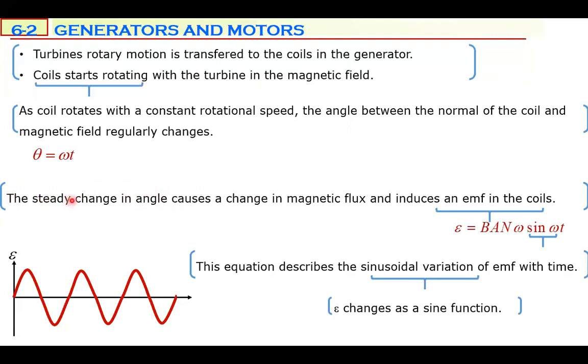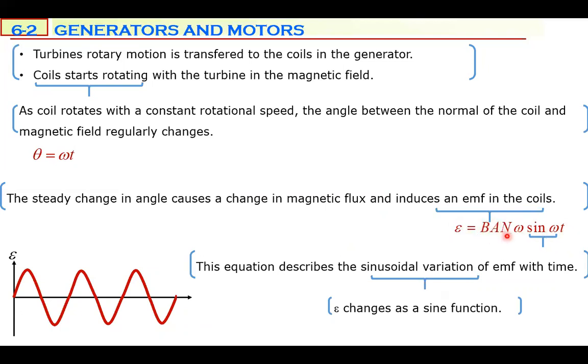This steady, constant change in an angle causes a change in magnetic flux and induces an EMF in the coil. This EMF equation is NBA sine omega t. This induced EMF equation can be obtained by using derivation, but I'm not going to prove it. So this induced EMF of a generator is a sine function.